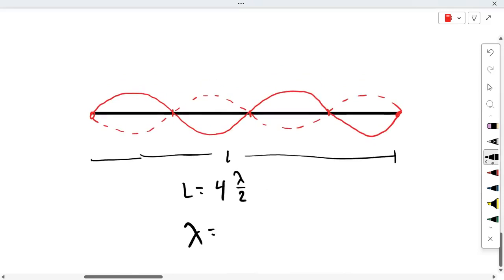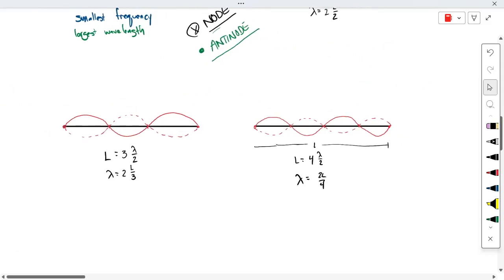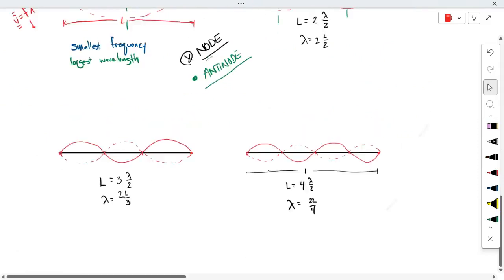Or that lambda is 2L over 4. What do I do over here? Yeah, 2L over 3, sure. Right, and so on and so on.